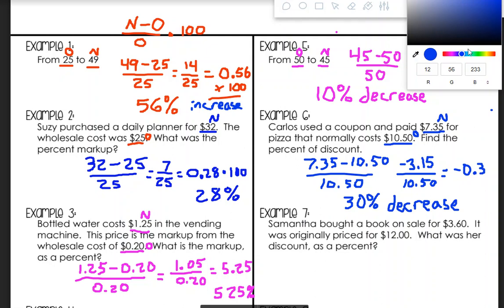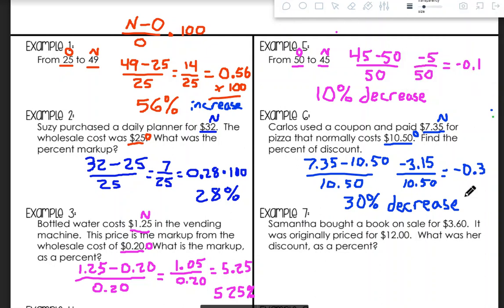It says Samantha bought a book on sale for $3.60. It was originally $12. What was her discount as a percent? All right, well, what's our new? Our new price is $3.60. That's super on sale. $12 was the original, so that's the old. All right, so we got to do new $3.60 minus old of $12 divided by old.